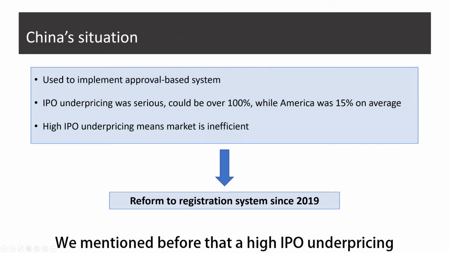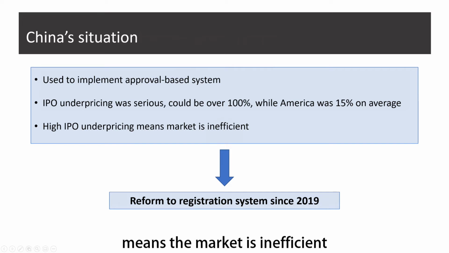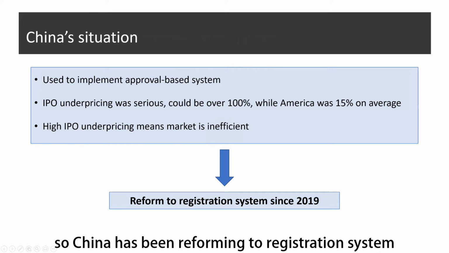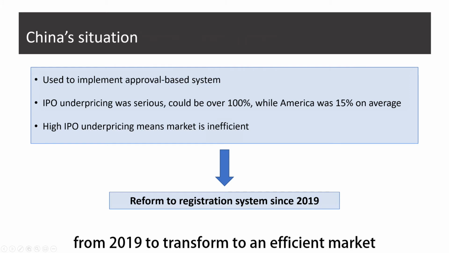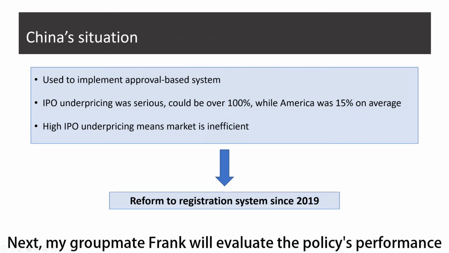We mentioned before that a high IPO underpricing means the market is inefficient. So China has been reforming to a registration system from 2019 to transform into a more efficient market. Next, my groupmate Frank will evaluate the policy's performance.